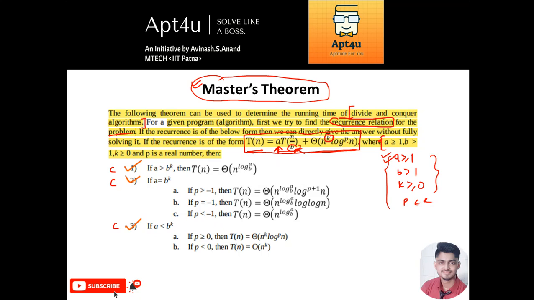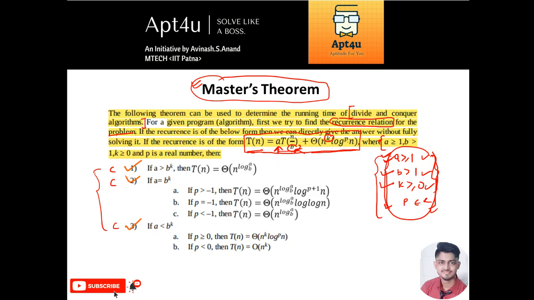Now what we do is, once we get the recurrence relation, we try to find out the value of a from the expression. What is the value of b, what is the value of k, what is the value of p. If and only if all the four conditions are satisfied, we can proceed with Master's theorem. Once you have the values of a, b, k and p as per this constraint and see that these are satisfied, we quickly jump to these conditions.